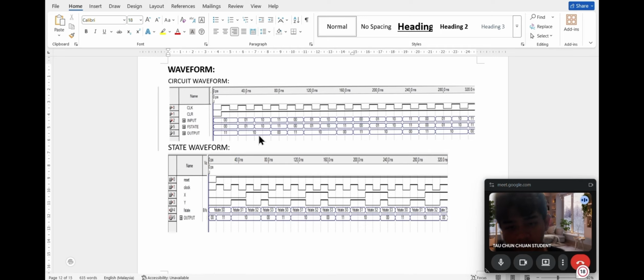So for transmit, the output is 1 0. With 1 0, the buzzer is activated but the light is off. So 1 0 is also the same as transmit. 1 0 is receive. So for receive, the buzzer is also activated but the light is off. Okay, so we move to the 1 1. 1 1 is the walkie-talkie off. So the state waveform is the same, right? The circuit waveform and the state waveform are both the same. So this is the correct waveform.